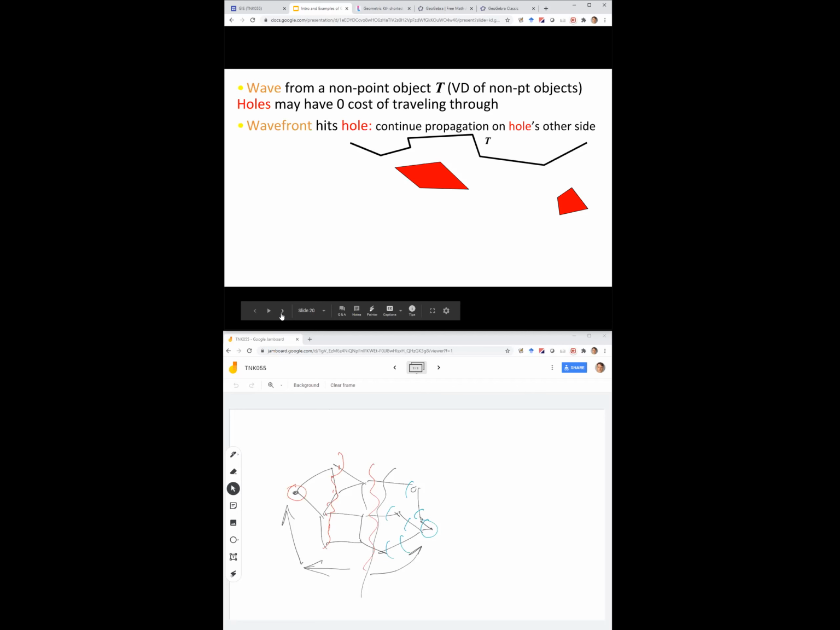So again, you can watch how the wave propagates from T. This is how far you can reach from T, with 1 minute, 2 minutes, and so on. Now, when you hit a hole, the whole hole is ignited, and the wave propagation continues on the other side of the hole, and so on and so forth. So again, an example of wave propagation from a non-point source. The sources don't have to be points.